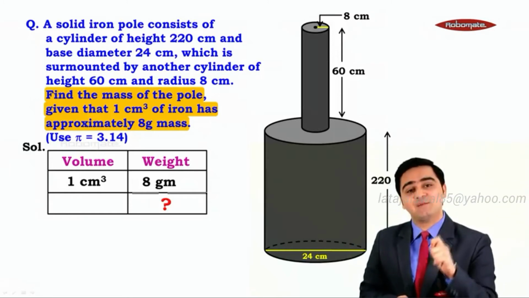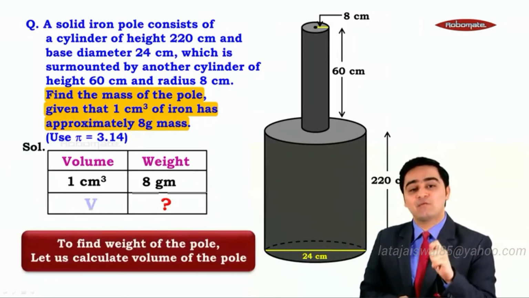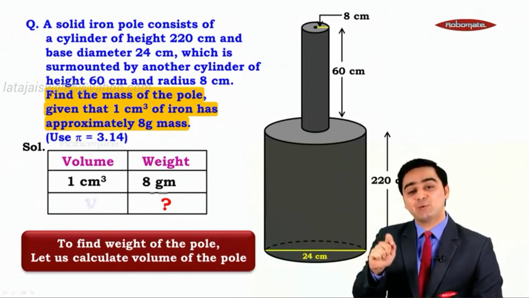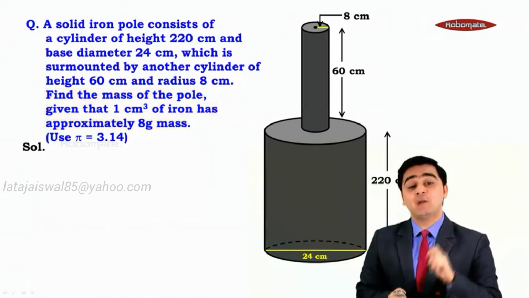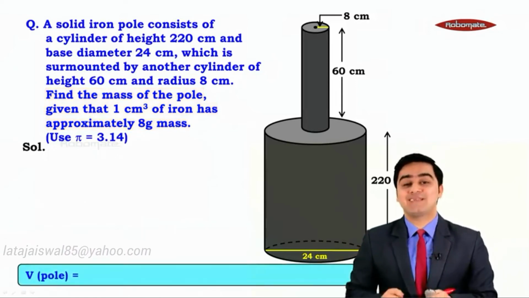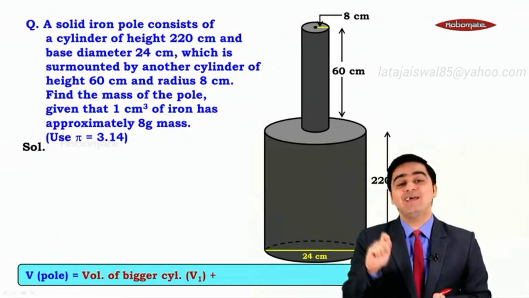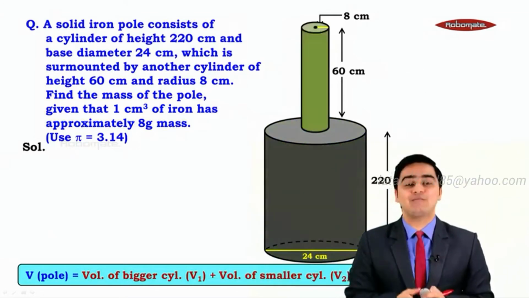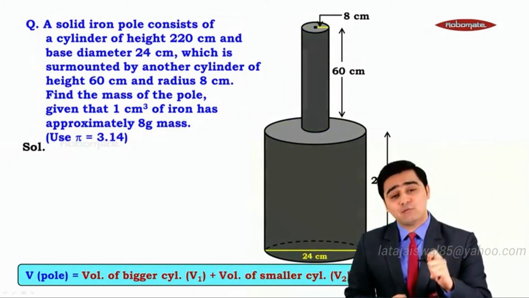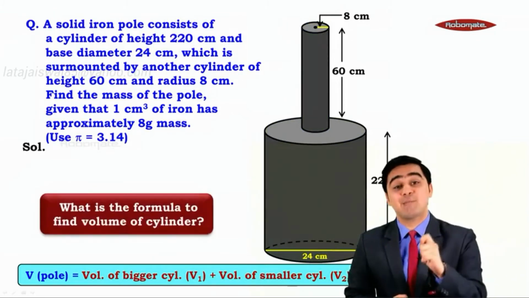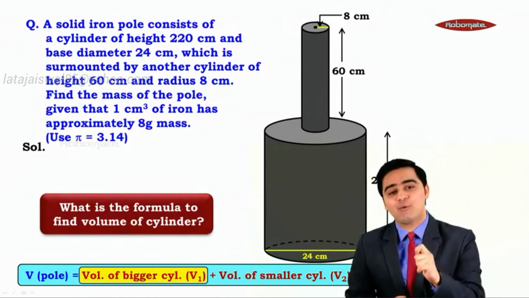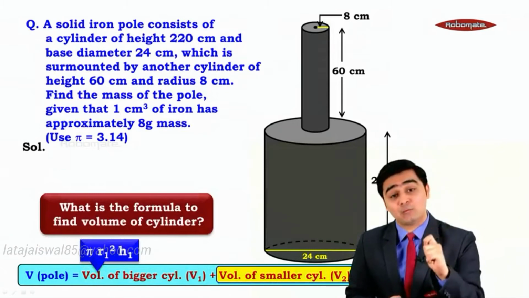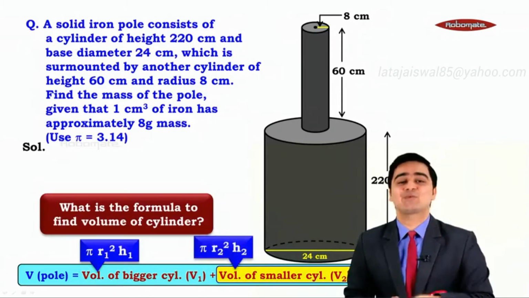So if we want to find the total weight of this pole, we should find the volume of the pole. If we have the volume of the pole, we can get the total weight of the pole. Now let us understand how to get the volume of the pole. The volume of the pole is equal to the volume of the bigger cylinder plus the volume of the smaller cylinder. Now what is the formula to find the volume of a cylinder? Yes, it is pi r square h. The volume of the bigger cylinder is pi r1 square h1, and the volume of the smaller cylinder is pi r2 square h2.